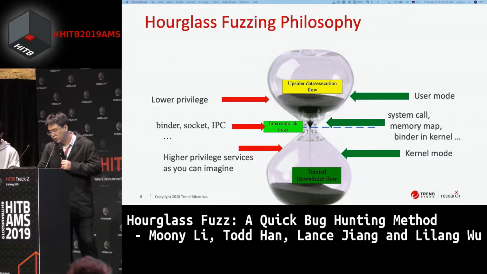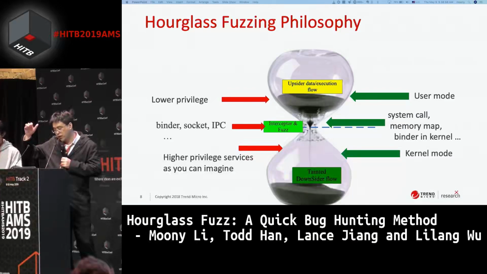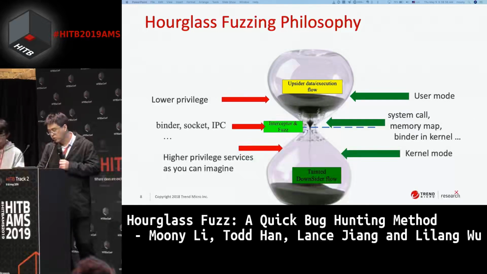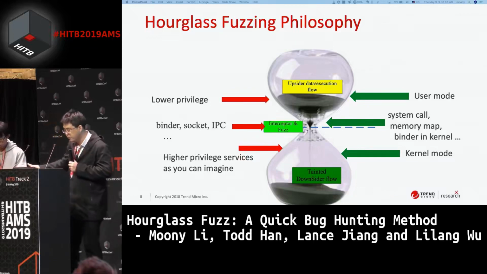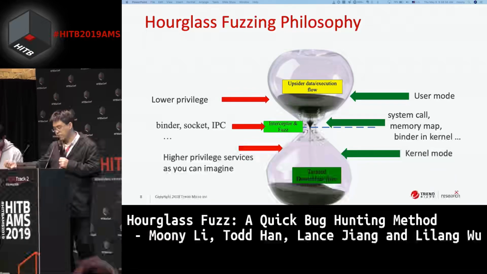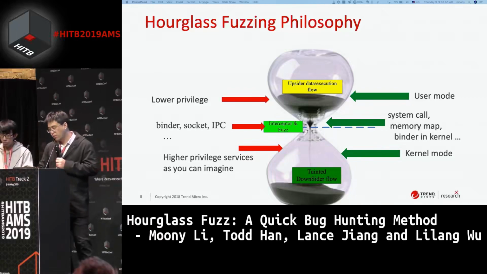Take the user fuzz, for example, as the left column shows. The upside could mean any application working with lower privileges, and the downside could mean processes with higher privileges. The bottleneck would mean all external API interfaces or mechanisms such as binder, socket, and IPC communication, as you can imagine. So why not intercept and taint the normal user flow at the bottleneck of the hourglass?